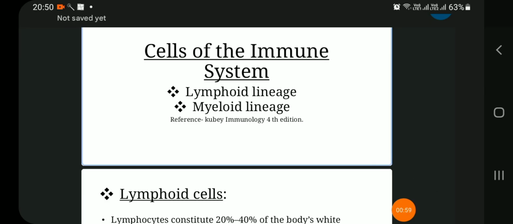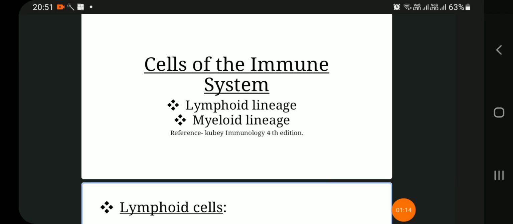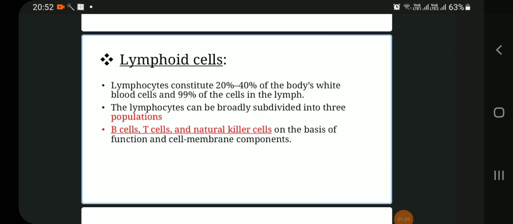All the cells of the immune system arise from a process called hematopoiesis. Hematopoiesis is the process from which all cells of the immune system arise. Under the process of hematopoiesis, there are two categories of cells, that is lymphoid lineage cells and myeloid lineage cells. The lymphoid lineage cells are also called lymphocytes, which are a part of the adaptive immune system. There are basically two types of immune system, that is innate immune system and adaptive immune system.